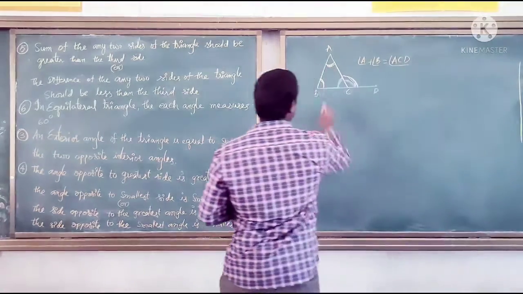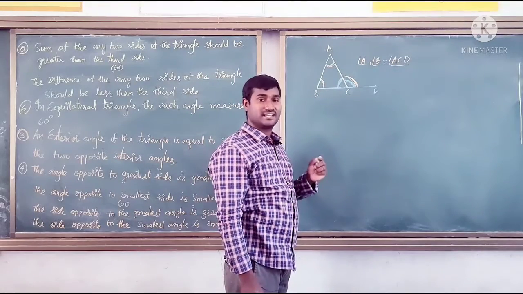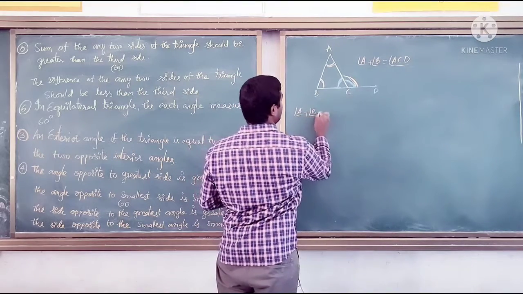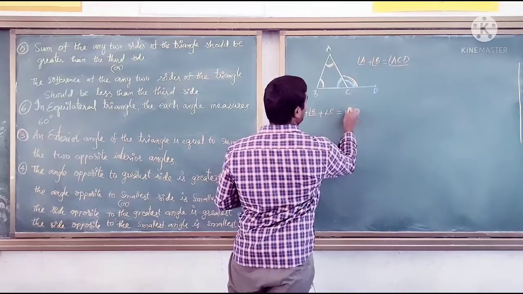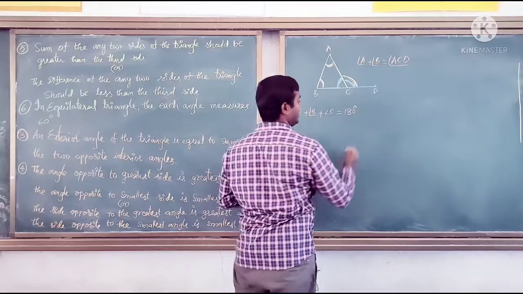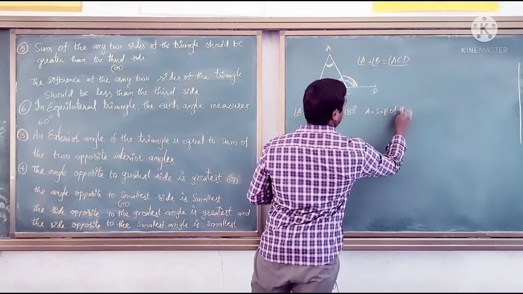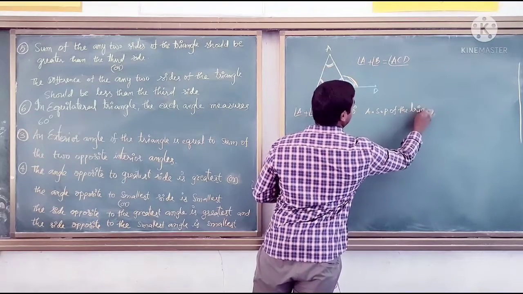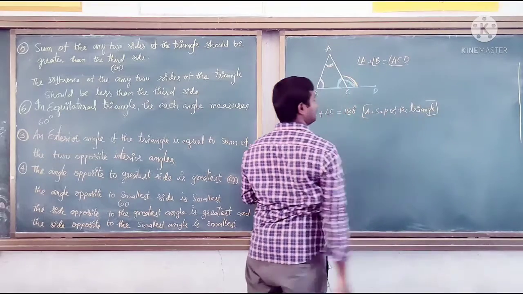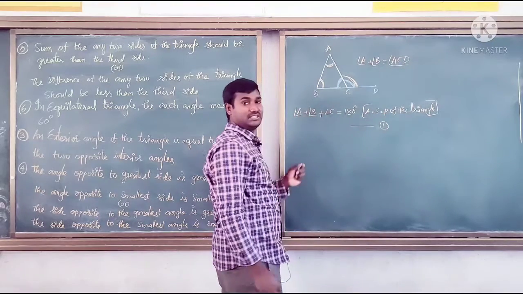We know that in triangle ABC, the sum of the three angles is equal to 180 degrees. That is, angle A plus angle B plus angle C equals 180 degrees, because of the angle sum property of the triangle. You can consider this as equation 1.